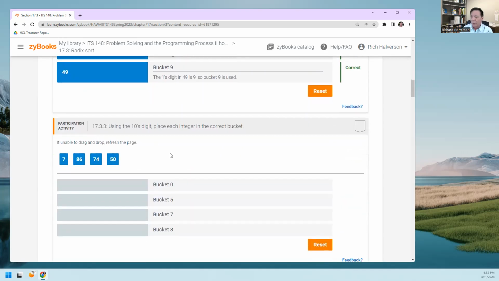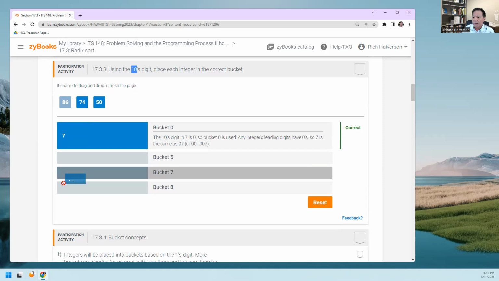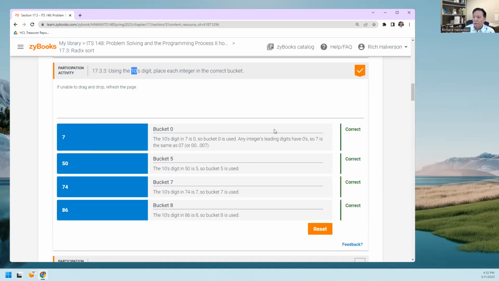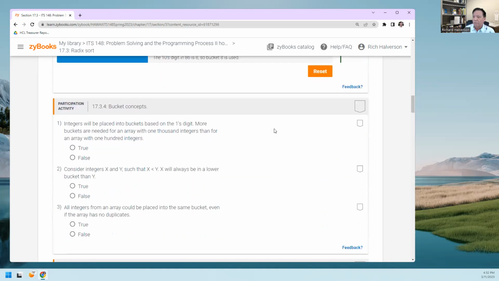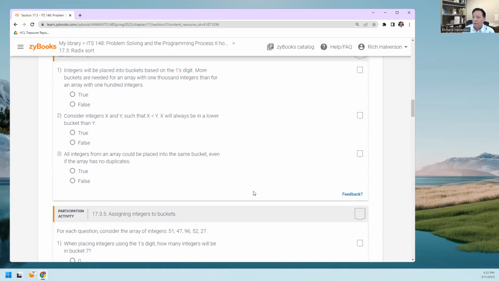And this is going to be the tens place. So this one is 0, and this one is 8, and this one is 7, and this one is 5. Okay, so it's all a concept of buckets, so you can answer these questions.